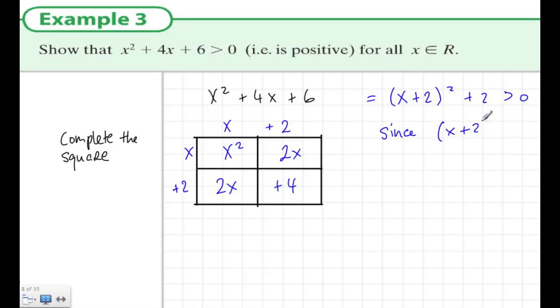Now this is greater than 0 because obviously 2 is greater than 0 and any number squared is greater than or equal to 0.